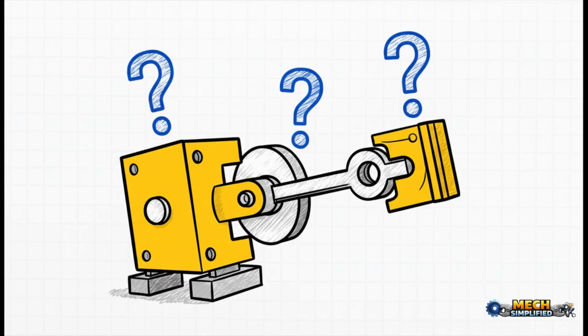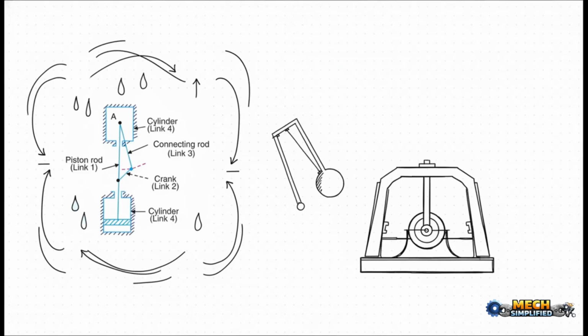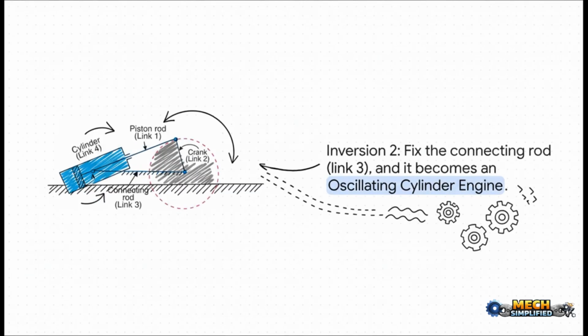Watch what happens. For our first inversion, instead of fixing the frame, we'll fix the slider's guide, link 4. The crank still turns, and the connecting rod still moves, but now the whole assembly oscillates back and forth like a pendulum. We have the same exact parts, but now it's a pendulum pump, or something called a bull engine. Same parts, totally different machine. Okay, let's get even weirder.